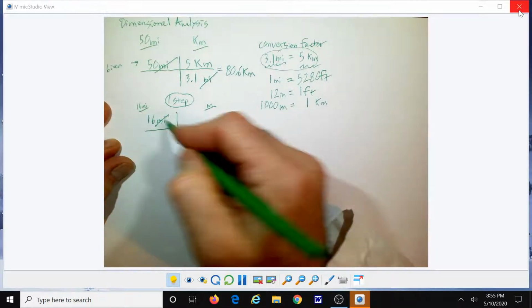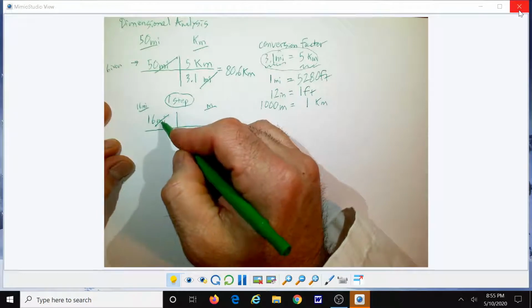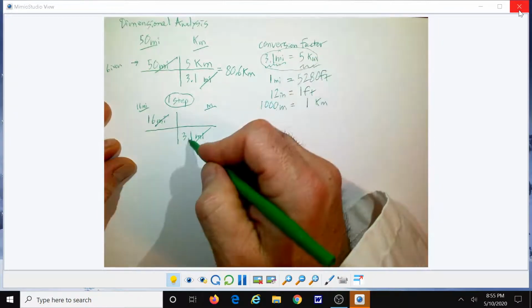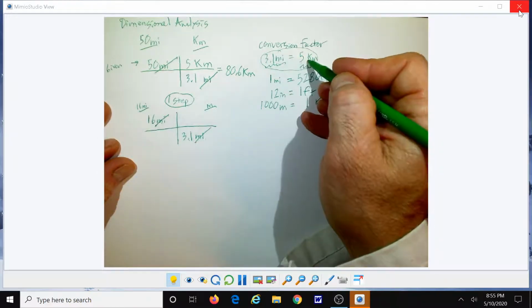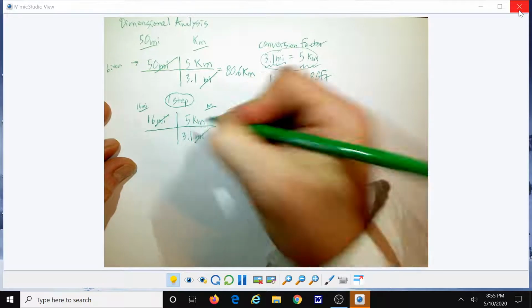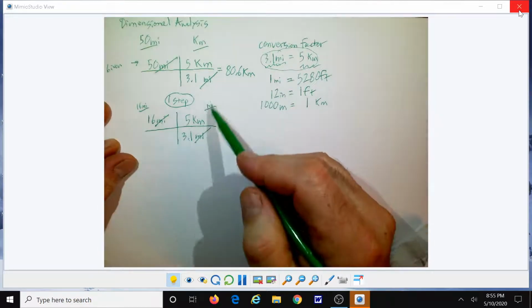Why? Because these two things have to divide out. Whatever this unit is, it's always going to appear down here in the denominator. And so we're going to utilize that part here. And then the other side of the equal sign is going to go up top. So that's going to end up being our 5 kilometers. Now we're not done yet. We have to convert this into meters.